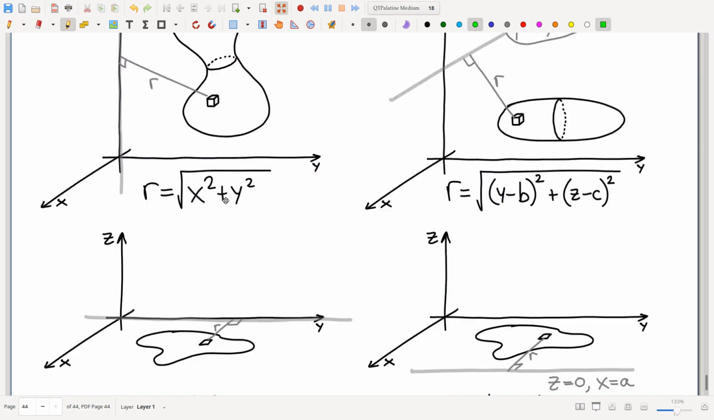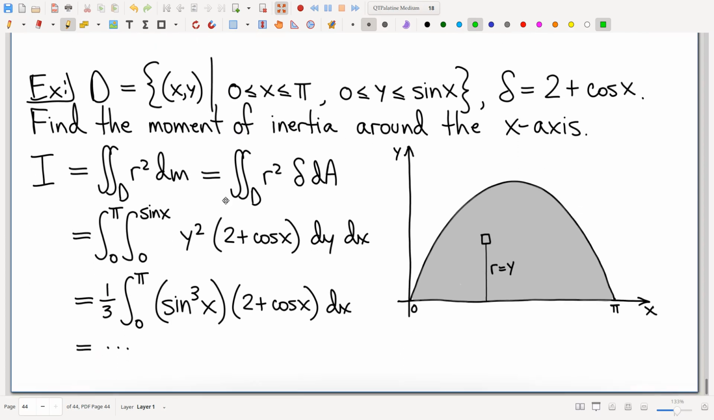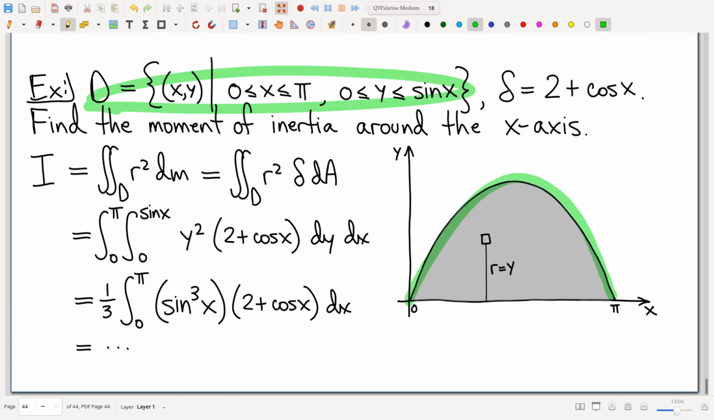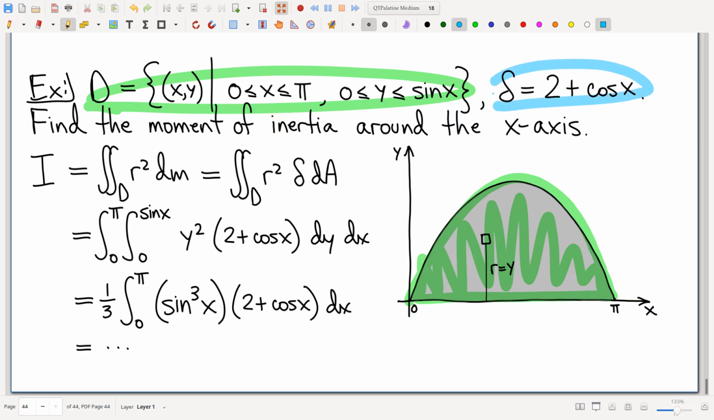Okay, so let's see an example. We are looking here at this region over which mass is distributed according to this given density function. And we're going to imagine that it is rotating around the x-axis. So this looks like a two-dimensional problem, but it isn't really. It's kind of a three-dimensional problem in the sense that as this area rotates around that axis, it's going to rotate through the third dimension.